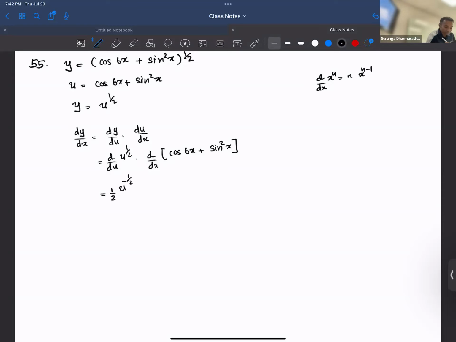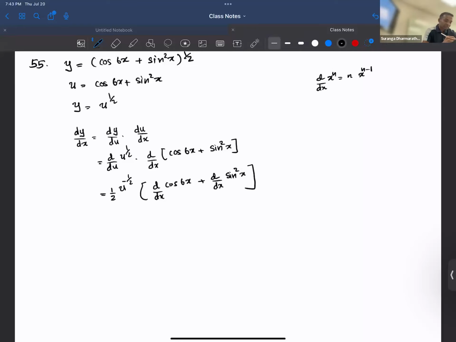Okay. Now, how do I do this one? This is where most of you struggle. Now, what I would do is, I would use the sum rule first, because obviously I need to differentiate two functions here, two parts, right? Okay. So what I would do is, I would take d over dx cosine 6x plus d over dx sine squared x, right? Now, those two are what? Trigonometric functions, right?